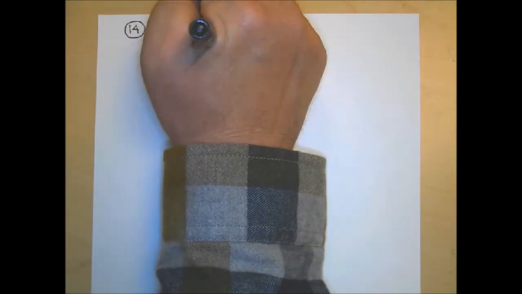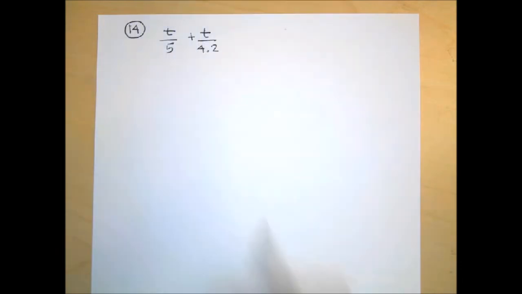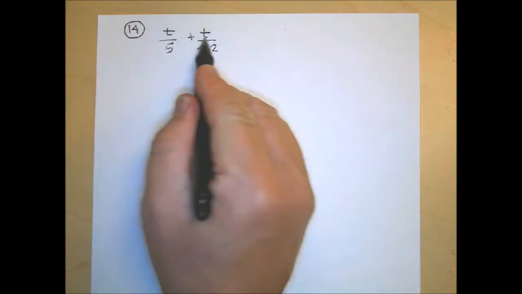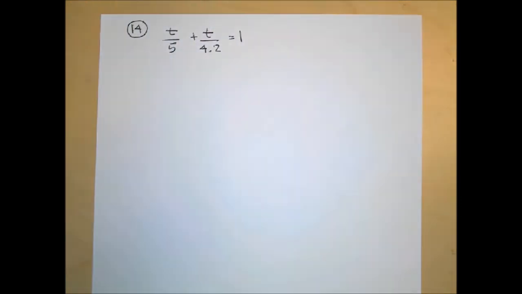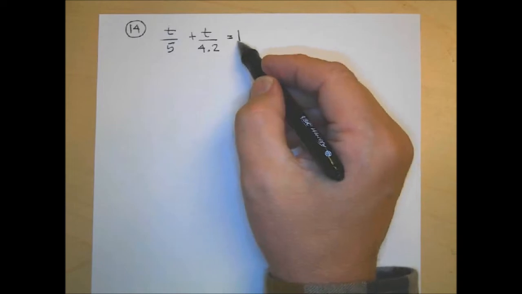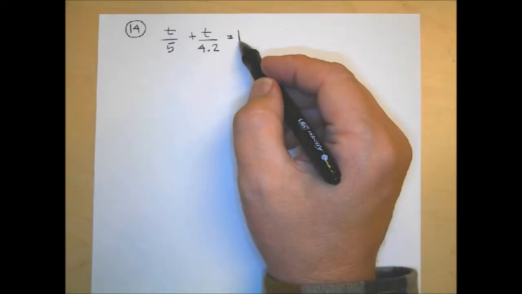T meaning time. And Megan can do the exact same job in 4.2 hours, so her rate is T over 4.2. Now the problem says if they were working together, and that's why the addition sign, how long would it take for them to get the job done? And in this problem, the 1 represents the job is completed.